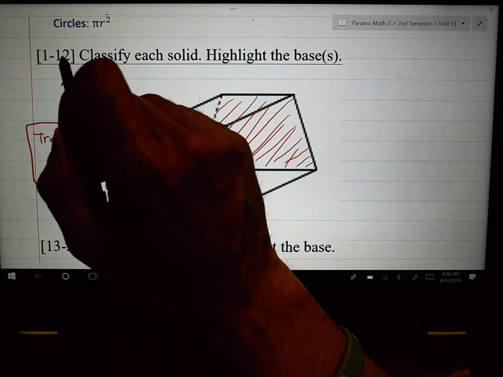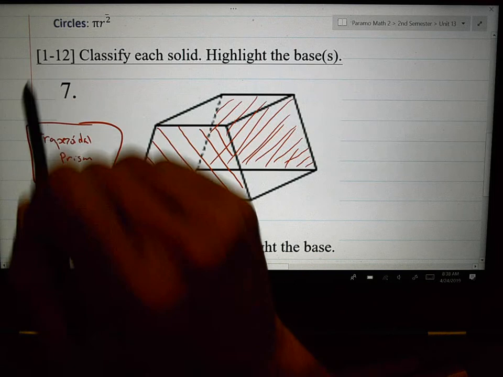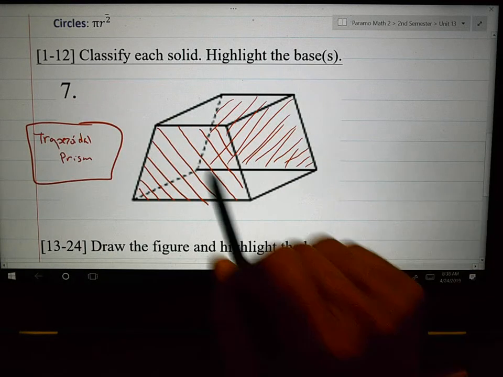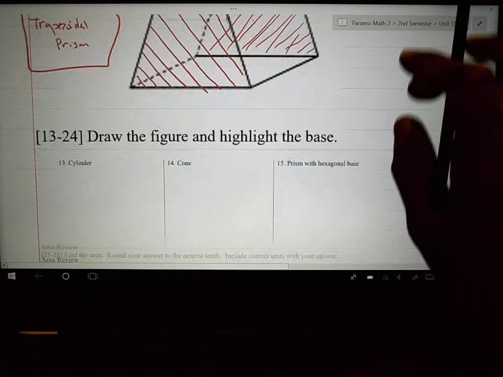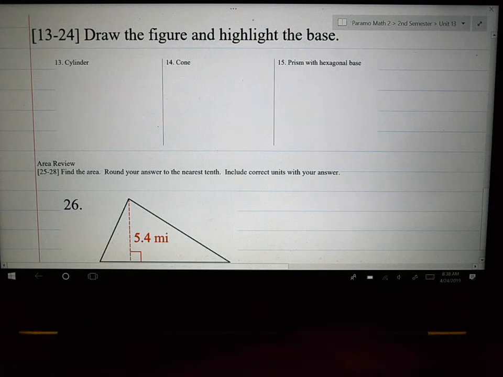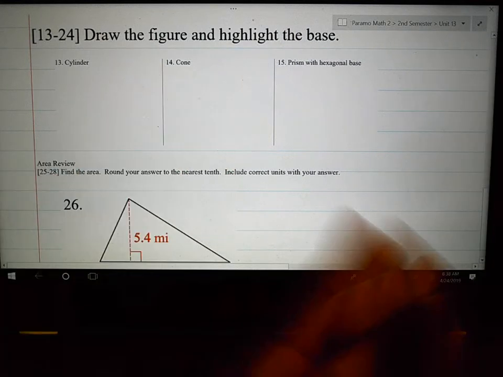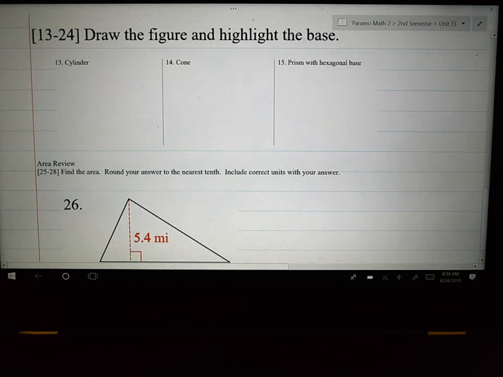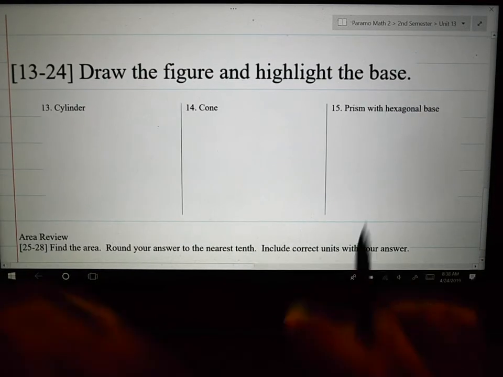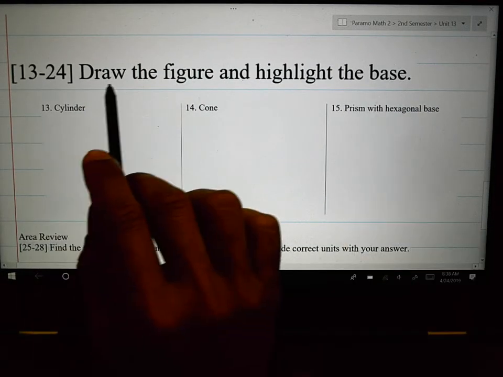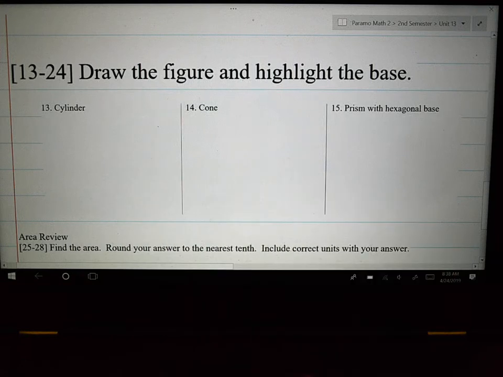1 through 12 should be pretty darn easy. You have to name it and you shade a base. 13 through 24, on the other hand, might be a little more difficult because you're expected to draw these shapes. The directions state, draw the figure and highlight the base.